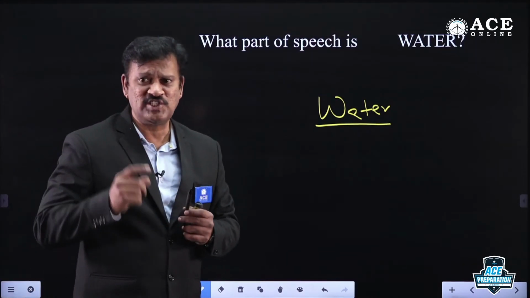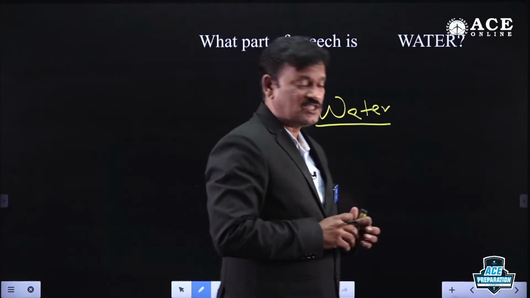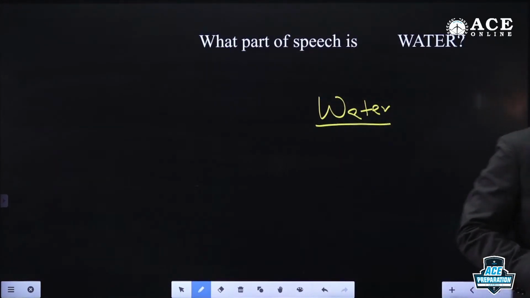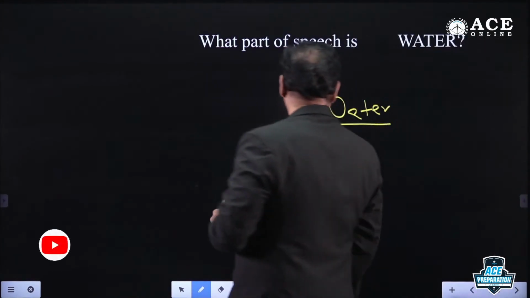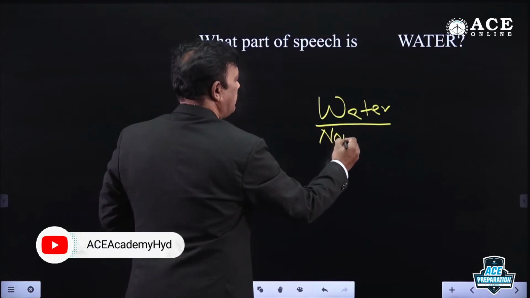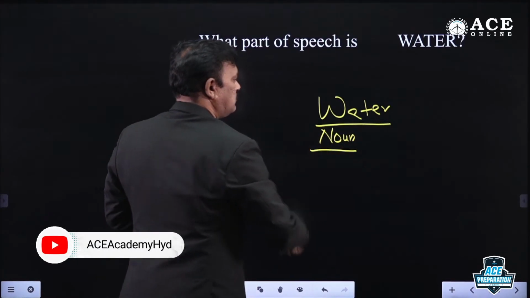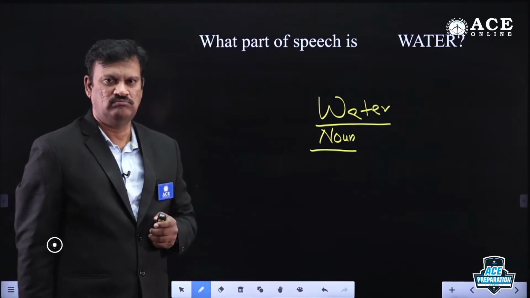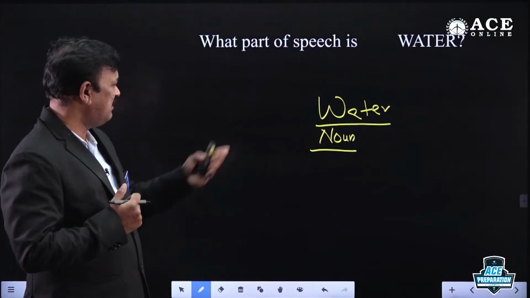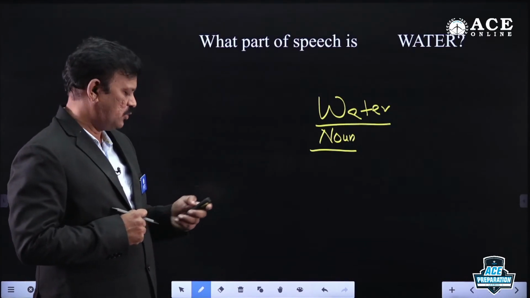What part of speech is water? I'm sure most of you got it. It's a noun. Super. How do you know? You might have applied the definition: name of a person, place, thing, or whatever.